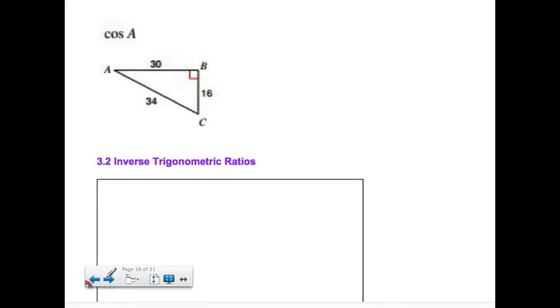Cosine. Why don't you pause the video and see if you can set that ratio up correctly and then hit play and see if you did it right. For cosine, again, CAH, TOA. It said cosine, so I grabbed that one.